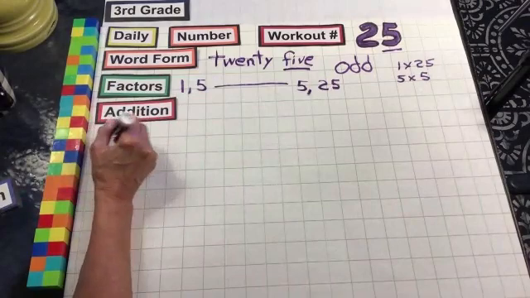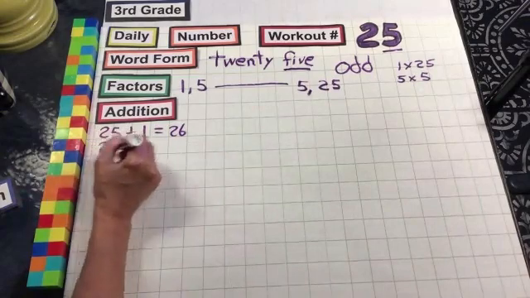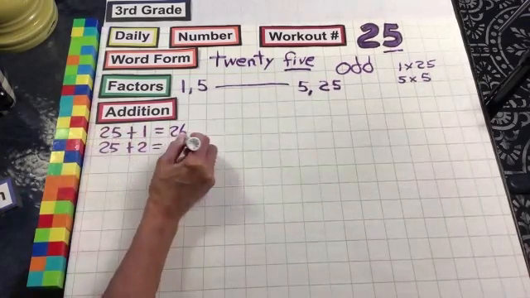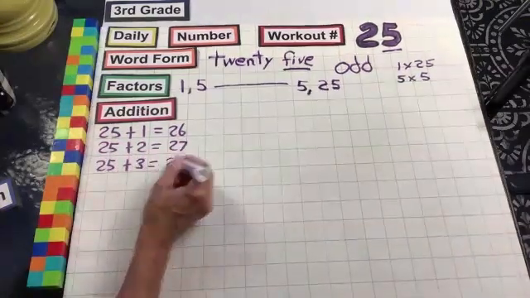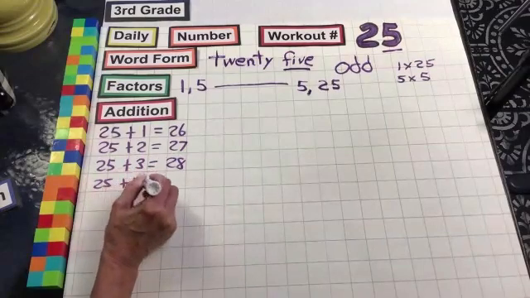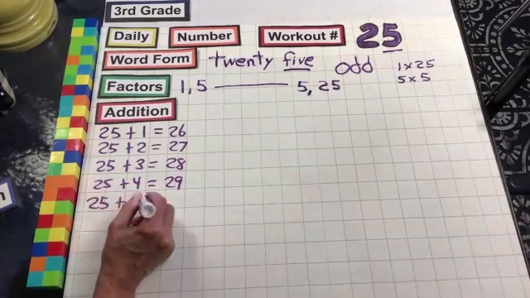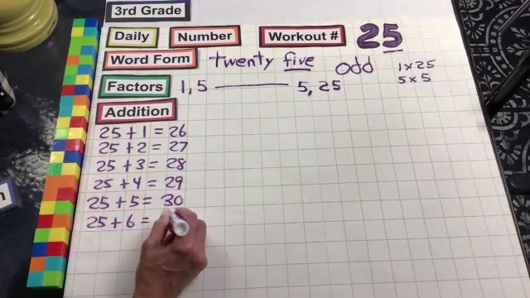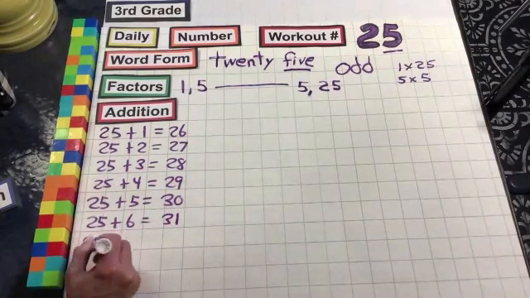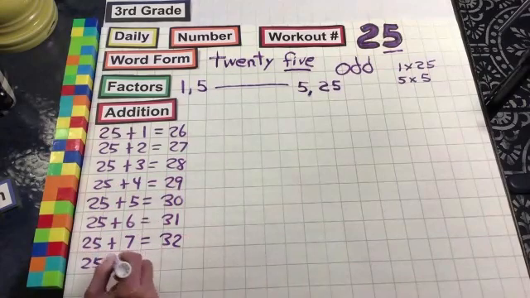So 25 plus 1 equals 26. 25 plus 2 equals 27. 25 plus 3 equals 28. 25 plus 4 equals 29. 25 plus 5 equals 30. 25 plus 6 equals 31. 25 plus 7 equals 32. 25 plus 8 equals 33.